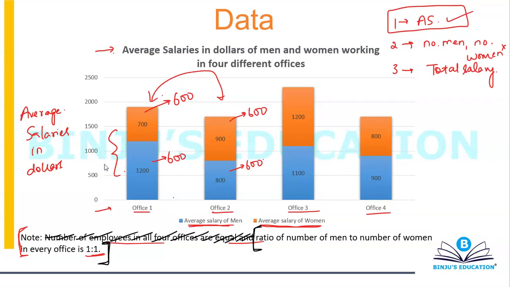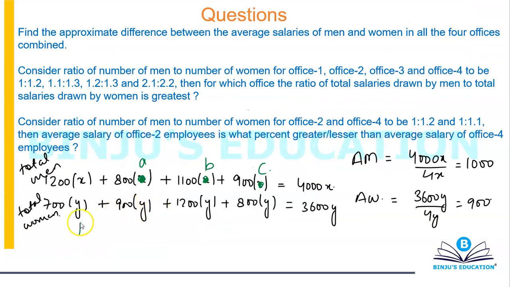Now you may also say, okay, the ratio of number of men to number of women is also 1:1, so why didn't you take x here for number of women? No reason. I just took the ratio of x to y to be 1. That's it. Otherwise, you can take it to be x, x, x, x. That's your call.